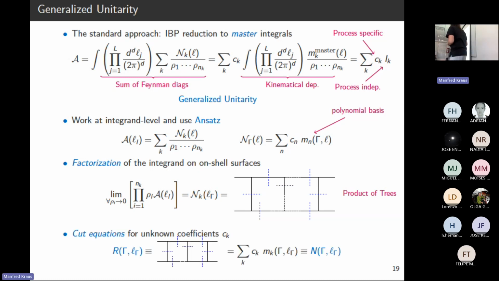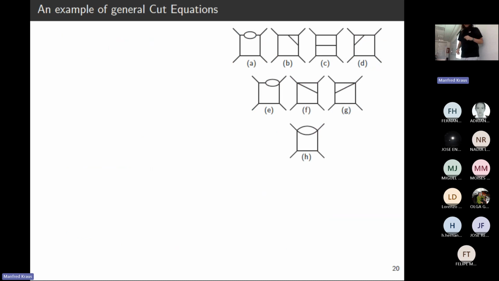So now you can take this ansatz, compute the product of tree-level amplitudes on sufficiently many numerical points, and you know your polynomial basis, which you also evaluate on the same points. So now you have a system of linear equations to extract your coefficient functions. And this is very efficient. This is the way we compute all our diagrams. And just to give you an idea of how this works.